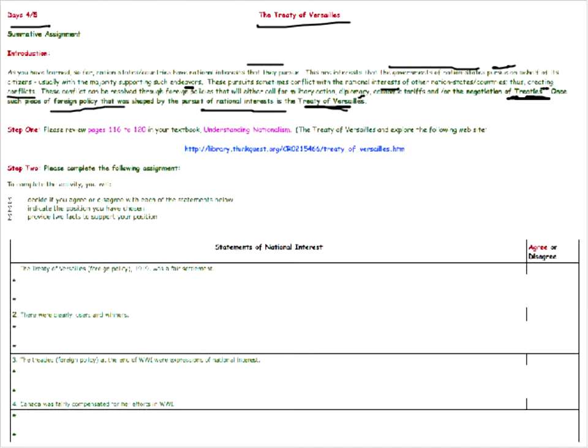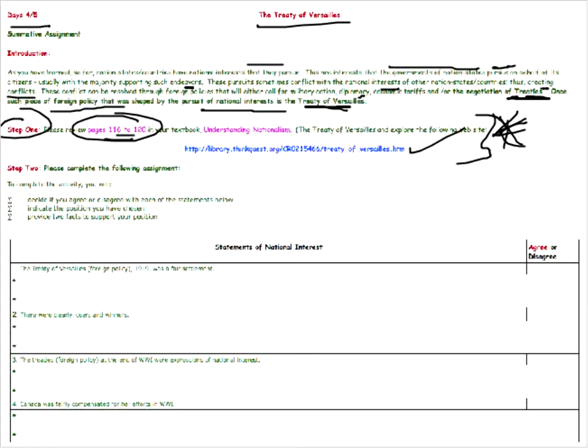These conflicts can be resolved through foreign policies that will call for military action, diplomacy, economic tariffs, and or negotiations of treaties. One such piece of foreign policy that was shaped by pursuit of national interest is the Treaty of Versailles. Now, you're going to read about the Treaty of Versailles in step 1 on pages 116 to 120. It's the treaty that ended World War I. A number of European and North American countries such as the U.S. and Canada negotiated the Treaty of Versailles with Germany. You'll also get more information about it at this website. So you need to spend some time reading about the Treaty of Versailles and its purpose, and which countries were involved in the negotiations.